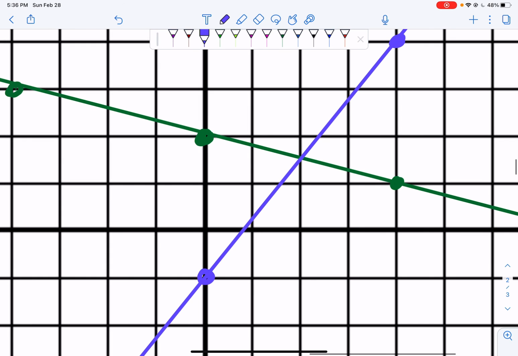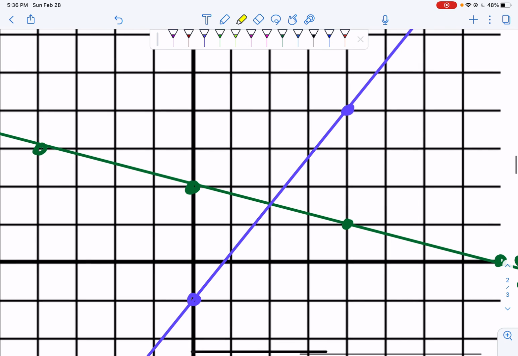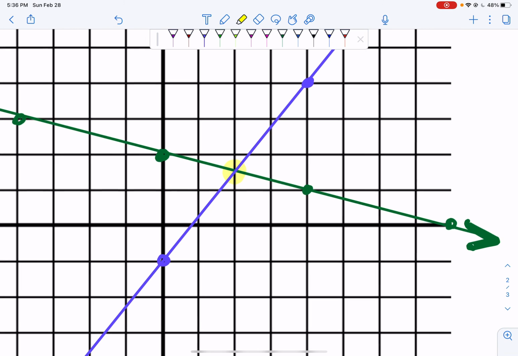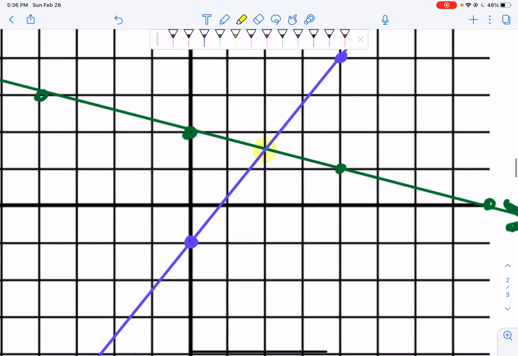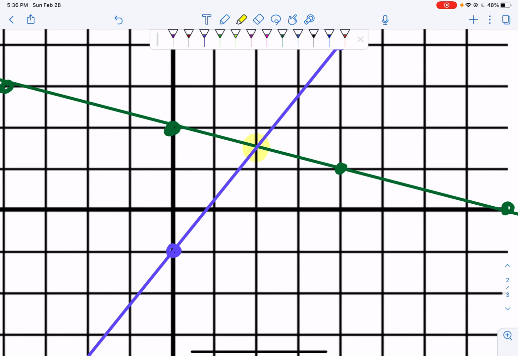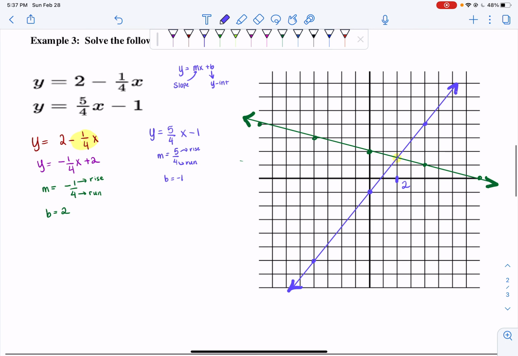And if you look, it intersects here. So I can only estimate this answer. It intersects right here. So my answer for this one would be 2 comma something. So I know it intersects at x equals 2. So I have 2 comma something, because this is x equals 2. So what we're going to do is go to one of our equations and plug in 2.